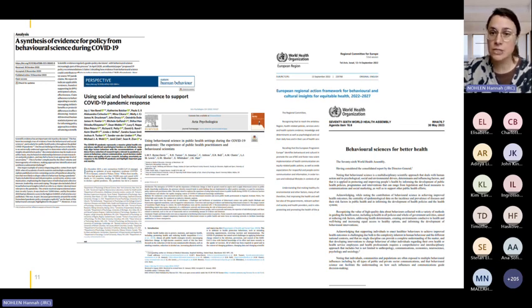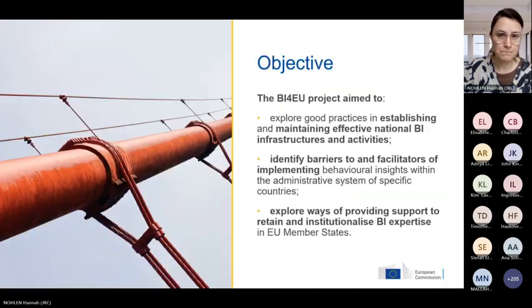The relevance of building BI expertise for public health was also underlined by the adoption of the WHO Regional Office for Europe resolution for the use of behavioral and cultural insight, and the first global resolution on behavioral sciences. And similarly, this community of practice for prevention of communicable diseases also contributes to this effort to mainstream BI in public health policy making.